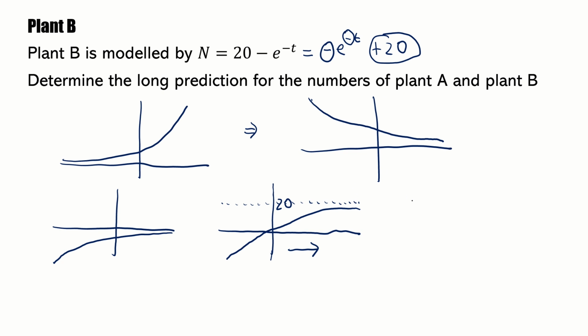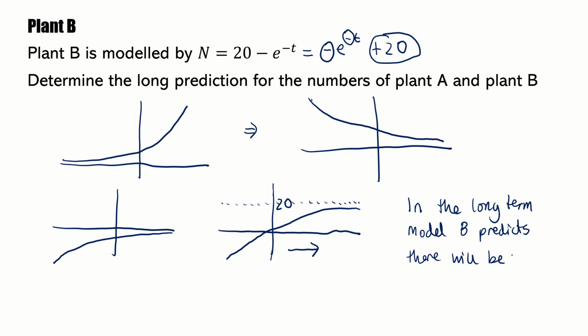So the long-term prediction for this model is that as time increases, eventually the number of plants is going to approach 20. So in the long term, the model predicts that there will be 20 plants. So we'll just write that. In the long term, the model B predicts there will be 20 plants. Again, terrible handwriting, I'm very sorry.